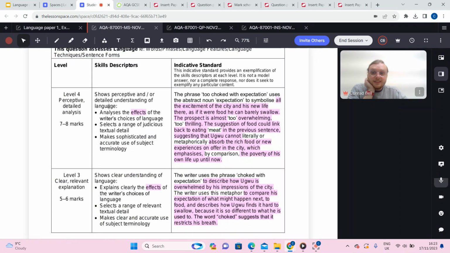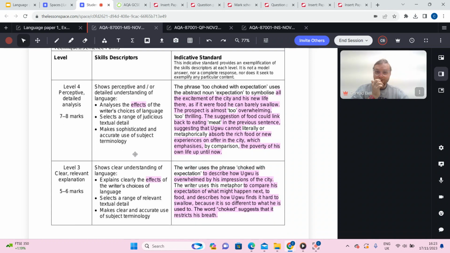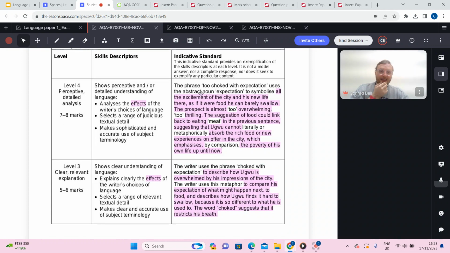And if we look, it says you need to analyze the effects of the writer's choice in language, select a range, use textual detail, and make sophisticated and accurate use of judgment. So that's for the top marks, but you should always be aiming for that. And then if you do a bit less, that's fine. And then here is kind of that model answer. So it's really focusing.